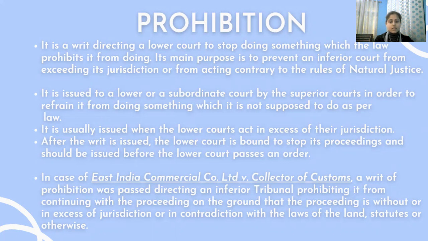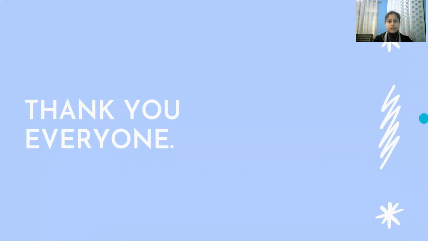In the case of East India Commercial Limited versus Collector of Customs, a writ of prohibition was passed directing an inferior court or tribunal, prohibiting it from continuing with the proceedings on the ground that the proceeding is without or in excess of jurisdiction, or in contradiction with the laws of the land, statutes, or otherwise. So these are the five writs which we have in our Constitution.